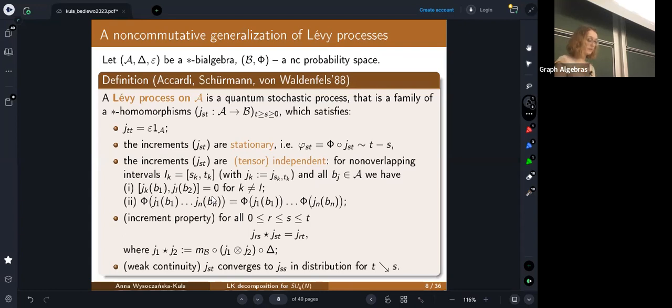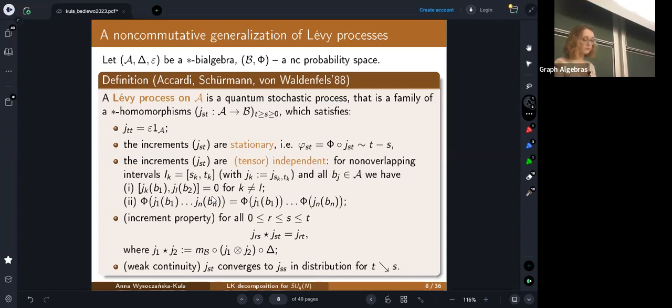And now, if we know that the increments are tensor independent, so in particular they commute, we can talk about composition of such increments. So the formula involves the co-multiplication here, and the convolution of two such processes will be again a random variable, which will be again a star homomorphism. And we want that if we start from T goes to S and then from S to R, it is the same as if we started from T and go to R.